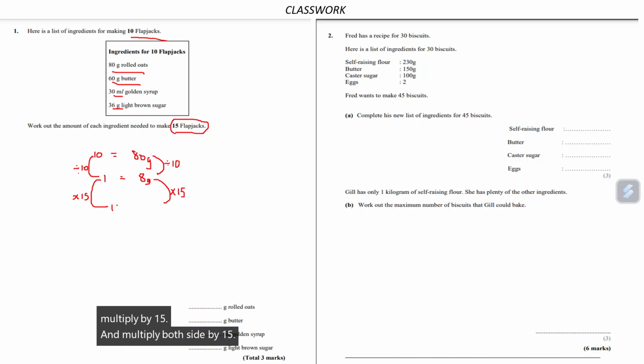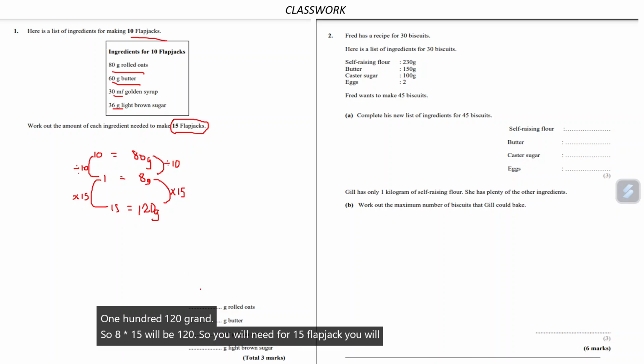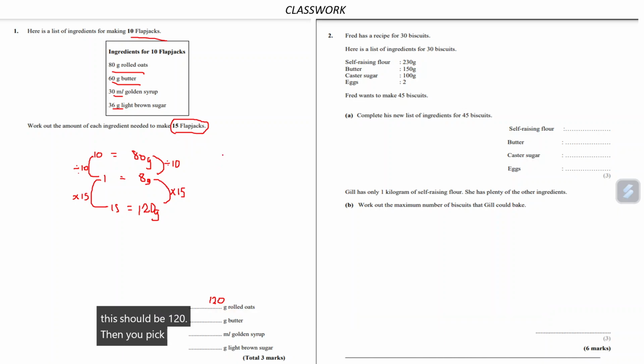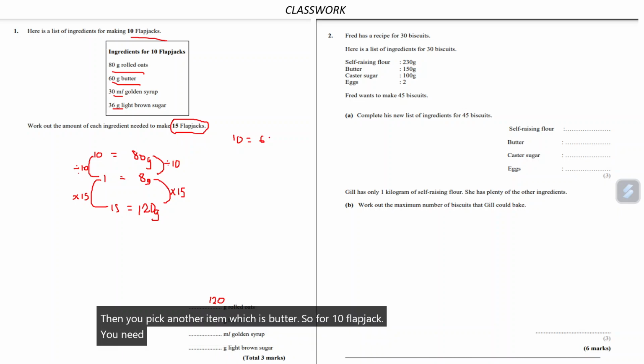So for 15 flapjacks, you will need 120 grams. 8 times 15 will be 120. So for 15 flapjacks, you will need 120 grams of rolled oats. Then you pick another item, which is butter. So for 10 flapjacks, you need 60 grams of butter.